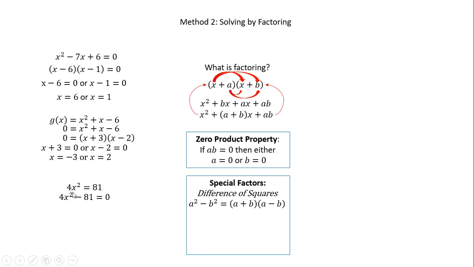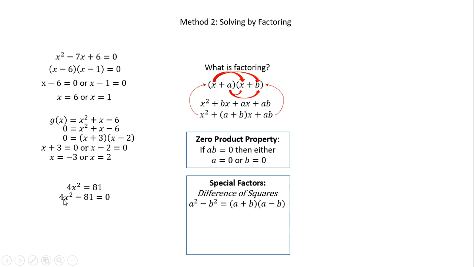If you don't see this, you could have this be a plus 0x in the middle, so you're looking for two things that multiply to give you 81, add to give you 0. It works, but the difference of squares really does work better. The other special factors we'll see later really aren't worth it.